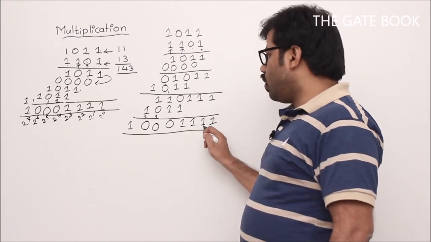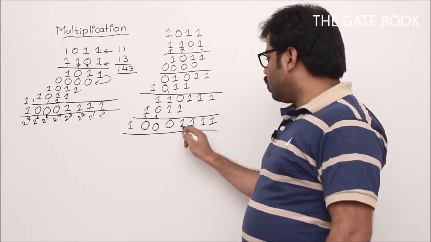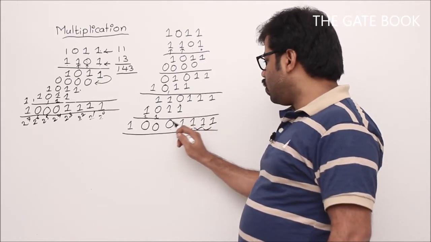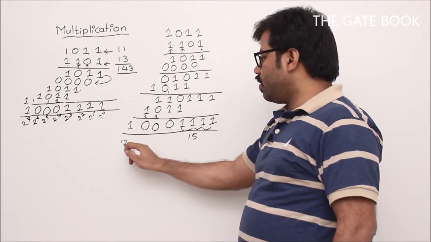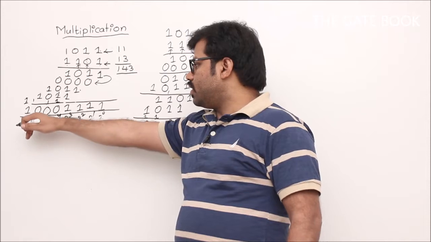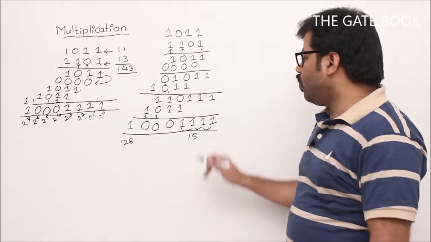2 power 0, 2 power 1, 2 square, 2 cube. So this part, if you see, is 15. This is 2 power 0, 1, 2, 3, 4, 5, 6, 7, which is 128. 128 plus 15 is 143. Already we have done this here, right? So you can check it out: 000 followed by 4 ones.